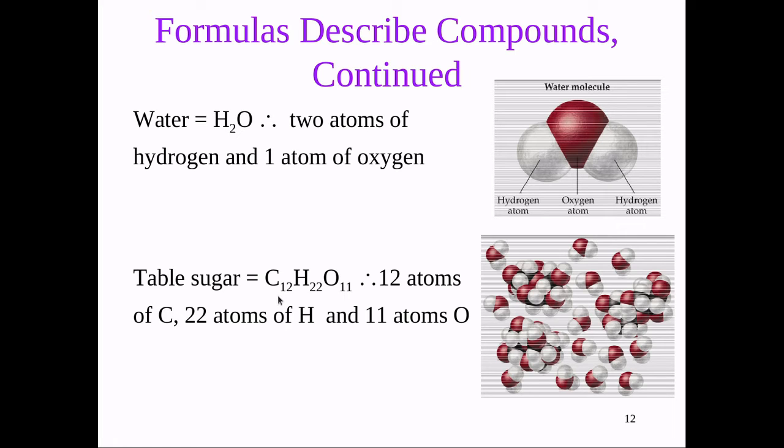Table sugar is going to have the formula C12H22O11. Therefore, it's going to have 12 atoms of carbon, 22 atoms of hydrogen, and 11 atoms of oxygen. And it's going to look like this. You can see that as the molecules get bigger and bigger, a lot of very complicated structures are possible.